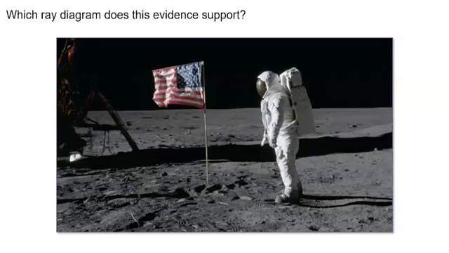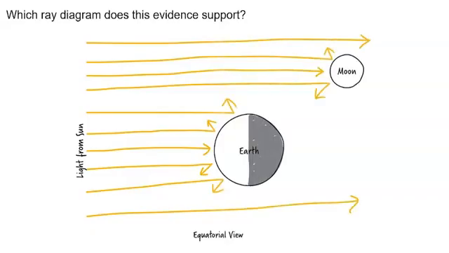So, which ray diagram does this evidence support? I think the evidence supports this diagram. Do you agree? This diagram shows the moon reflecting light from the sun instead of emitting its own light.